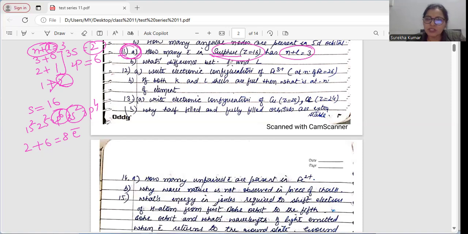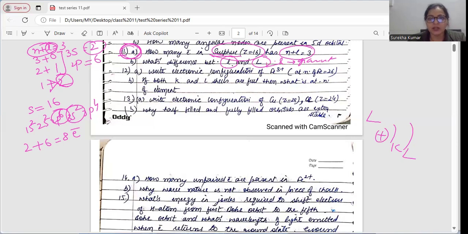What is the difference between small l and capital L? Small l represents the azimuthal quantum number and capital L represents the shell. Like the first shell is K, the second shell is L. So L is the name of the shell and small l is the azimuthal quantum number.